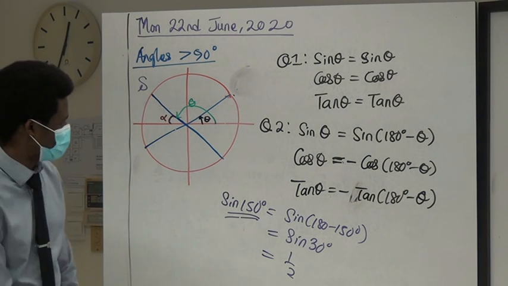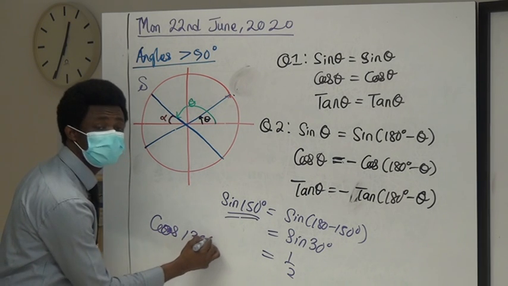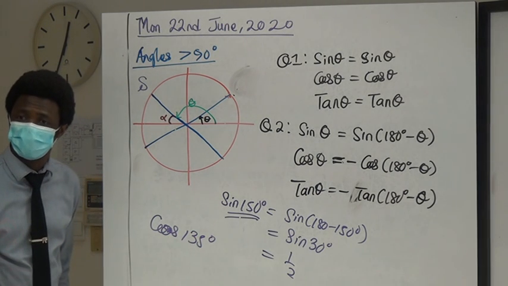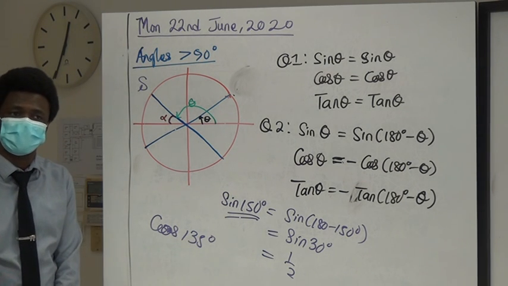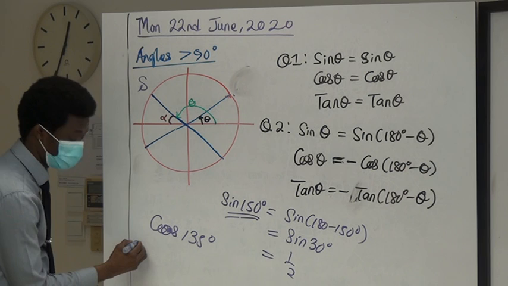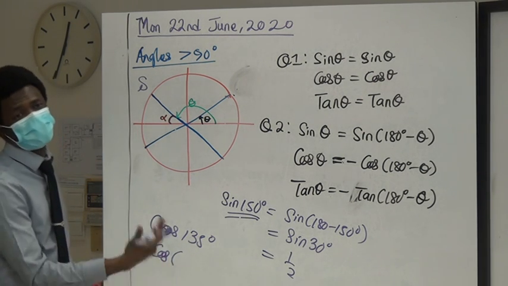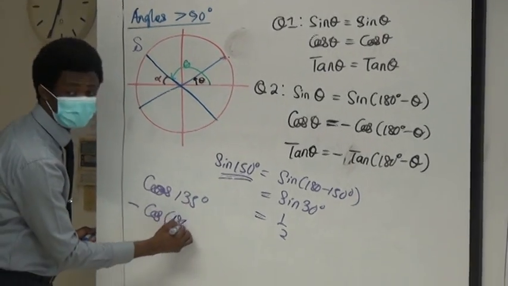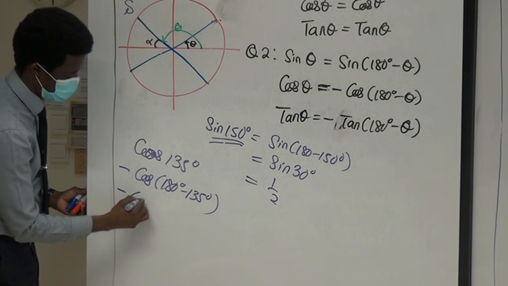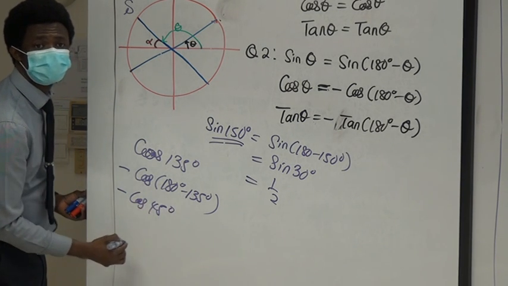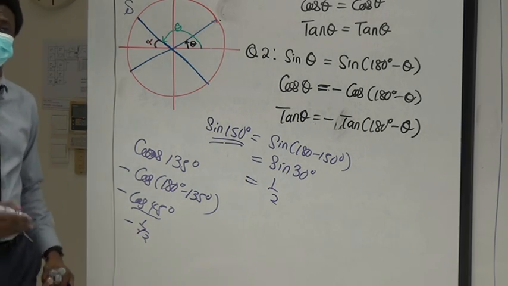Okay? Now, let's see in the case of cosine. Let's take cos 135. 135 is obtuse also, right? Is cosine positive or negative in the second quadrant? Negative. So the conversion will be negative cos, and the equation to convert it is 180 minus that angle. Does that make sense? So this is minus cos 45. Cos 45 is what? 1 over root 2. So this is negative 1 over root 2. Check that quickly.